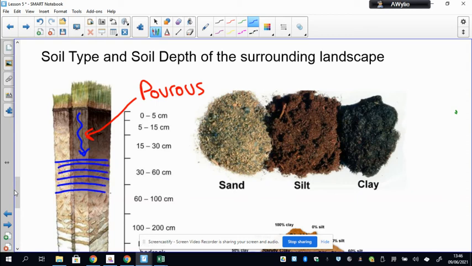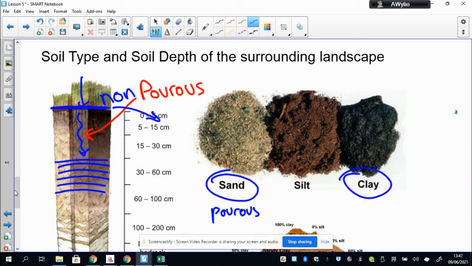If the soil is very non-porous, that means most of the water cannot get in and it will stay on the surface and it will flow quickly towards the river. Now, whether the soil is porous or non-porous is influenced by whether it's got lots of sand in it. If it's a sandy soil, it will be very porous because sand particles are quite big and they allow water to flow in. If the soil's got lots of clay, it'll be very non-porous. I've been spelling the word porous wrong there. It's P-O-R-O-U-S.